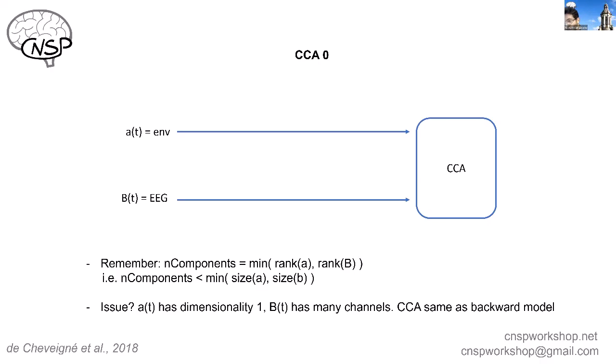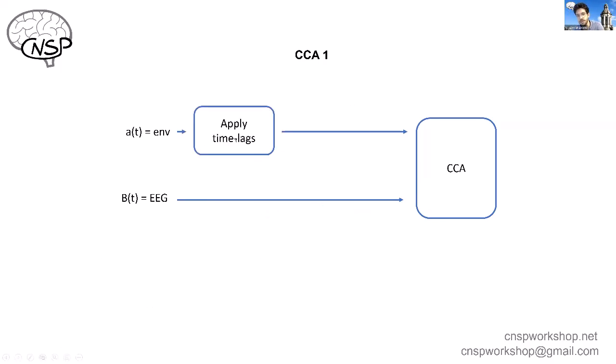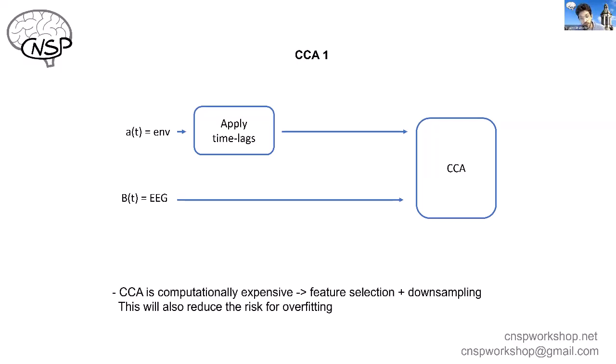So why is this not a problem? Because usually we apply time lags. When you apply time lags, the envelope is not one-dimensional anymore. You need to remember it's important that you consider how many dimensions you have on one side and on the other, because that's going to impact your result. And note that you can also use this for denoising, by the way.